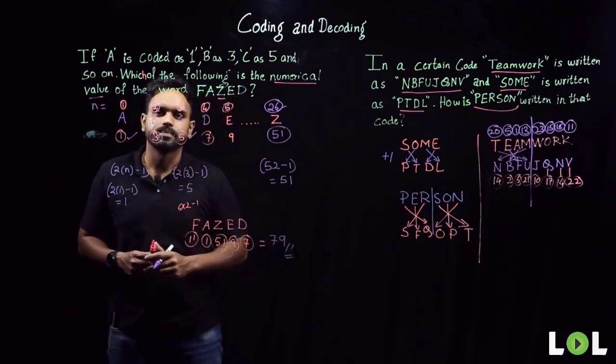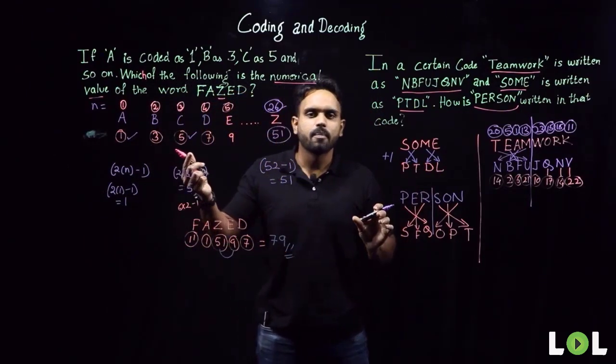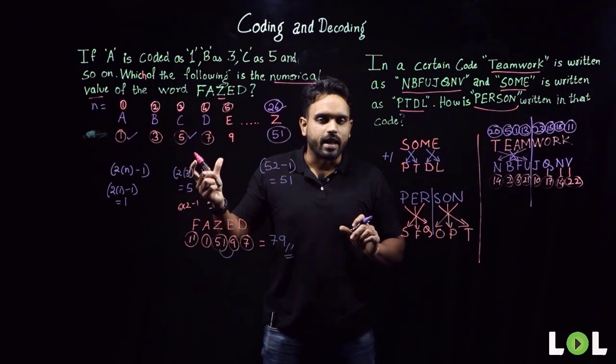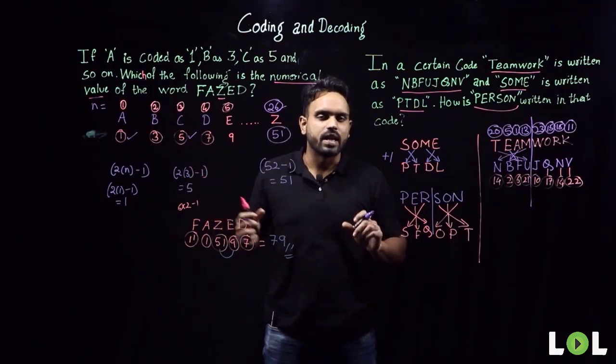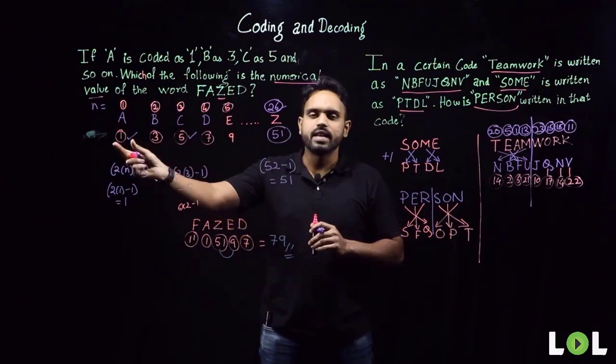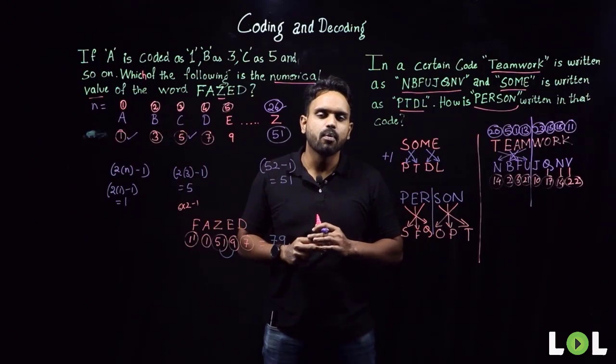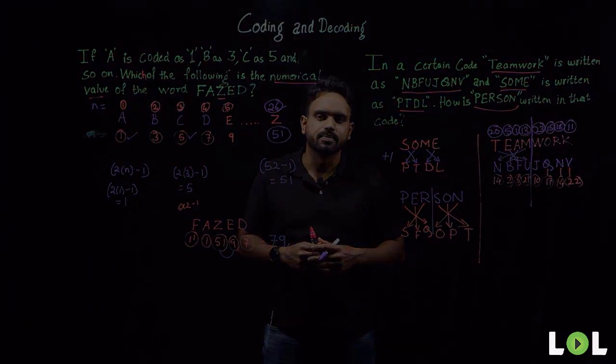Perfect. So, the method of pattern recognition, did it work here? No. So, certain cases will have easy application of pattern recognition, whereas certain cases will have easy application of place values of the letters. We'll take up more questions to understand it better.